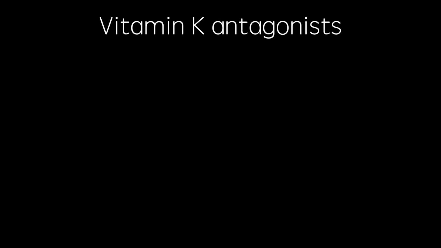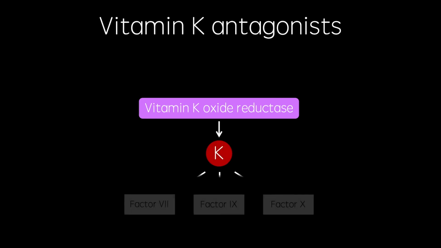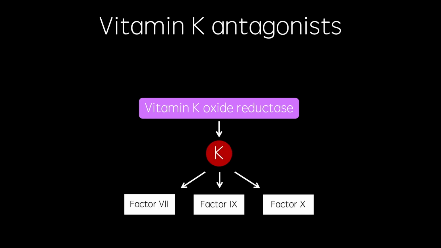Another anticoagulant therapy used for the prevention of venous thrombosis is warfarin, a vitamin K antagonist. Despite their name, these drugs actually inhibit the enzyme vitamin K oxide reductase. This enzyme is responsible for reducing vitamin K, allowing it to activate clotting factors 7, 9 and 10.